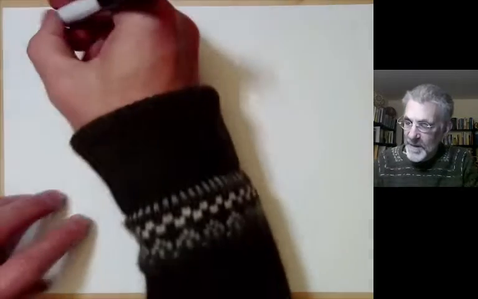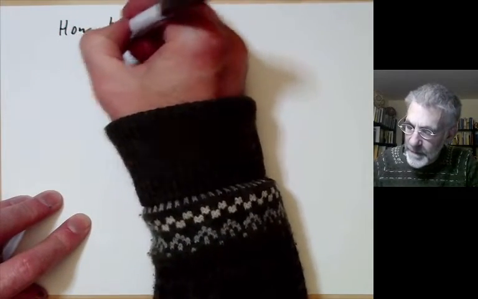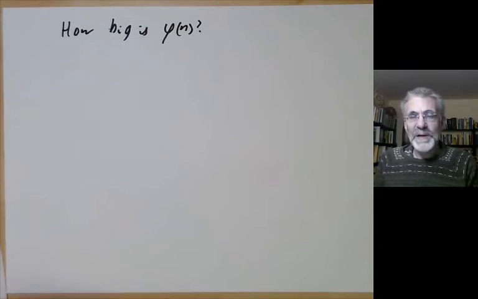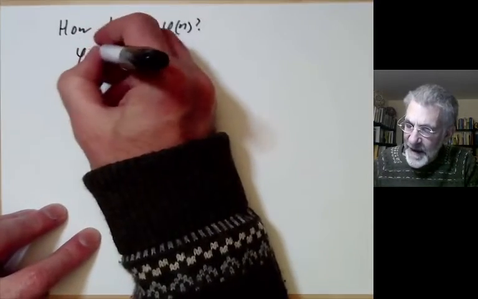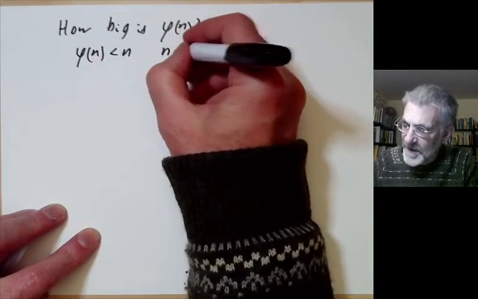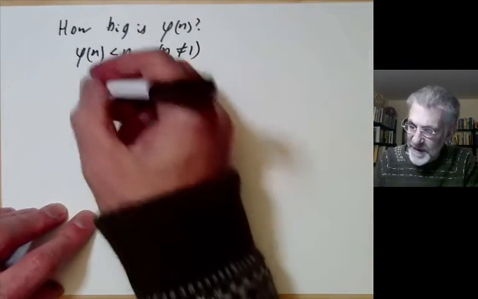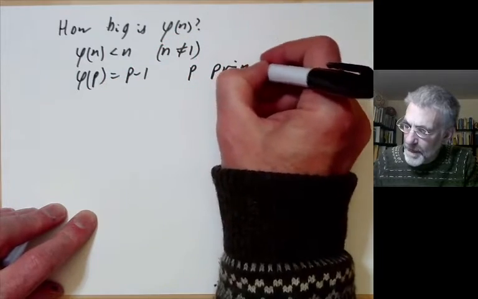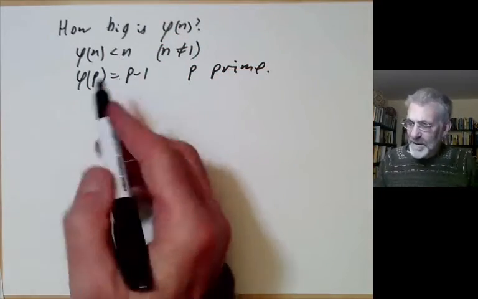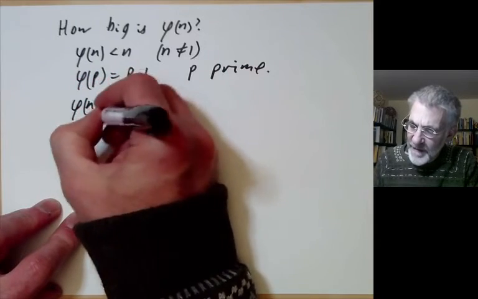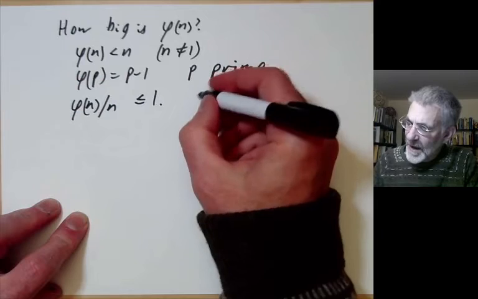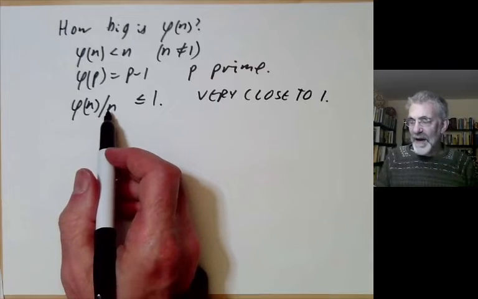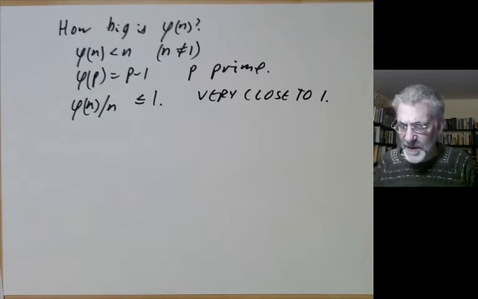So we can also ask, how big is phi of n, or how small is it? Well, the upper bound is pretty obvious. Phi of n is certainly less than n, at least when n is not equal to 1, which is a kind of trivial case. And phi of p is p minus 1 for p prime. So we can look at phi of n over n, and we know this is less than or equal to 1, and it gets very close to 1, because whenever n is prime, it can be as close as you like to 1.